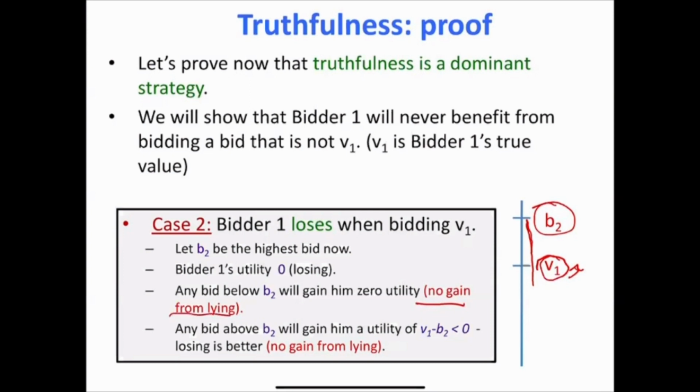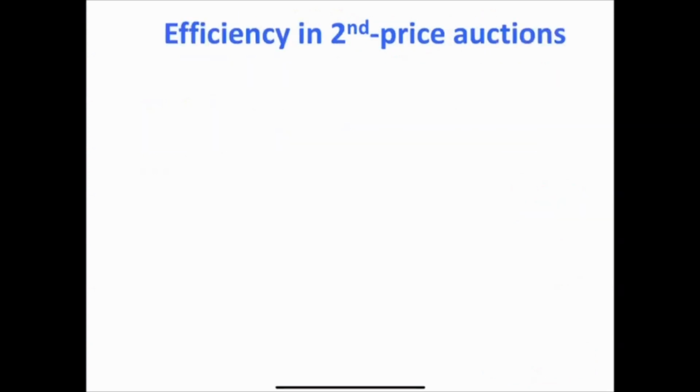But what happens if your intrinsic value is V1 here, but actually you bid higher than B2? Now suppose you are winning. In this case, you're larger than B2, and B2 is the second largest, and you're winning. Then B2 is the price you're going to pay, right? But V1 is your intrinsic value. Looking at it, V1 minus B2 is actually smaller than 0. So if you're bidding higher than B2, you have a negative utility, a negative payoff. It will be worse than your utility of 0 in the case that you're telling the truth. So in this case, you don't want to deviate either. So that actually completes the proof that the second price auction is truth telling.